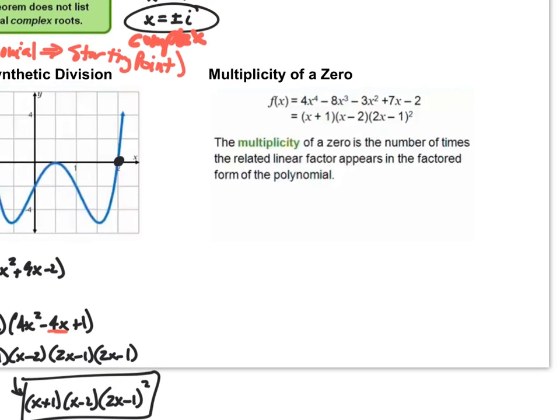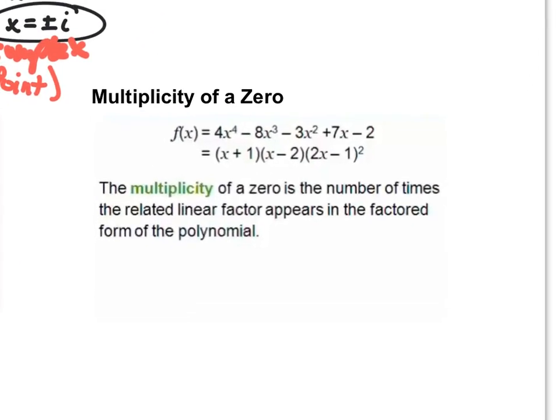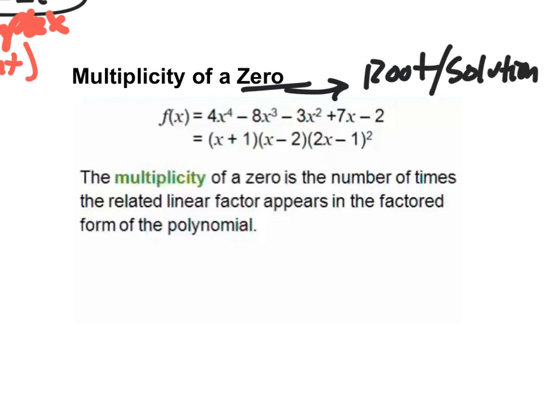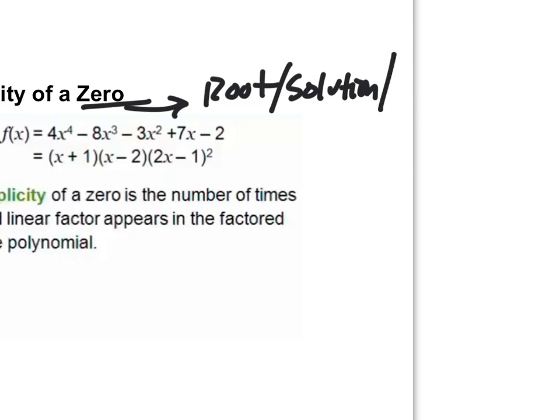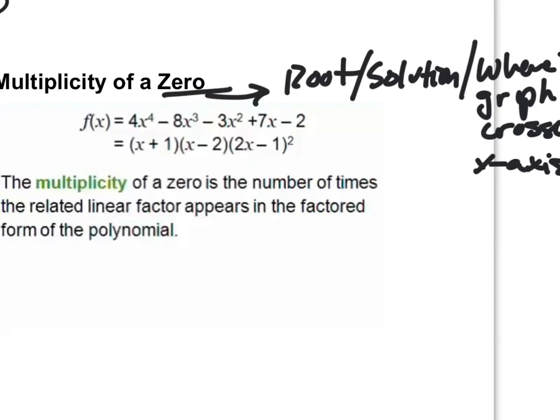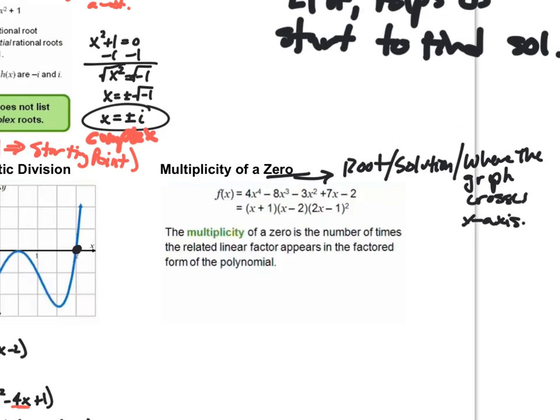Now the other thing we've got to talk about is the multiplicity of a zero. And a zero, remember, is a root. This is a solution. This is where the graph crosses the x-axis. It all means the same thing. Those are important words that we need to understand.